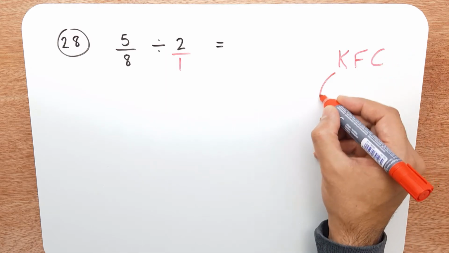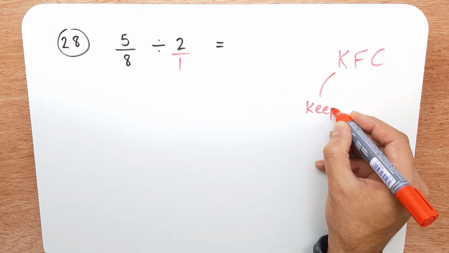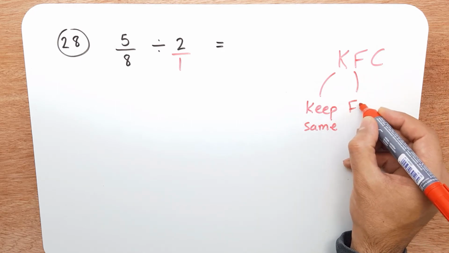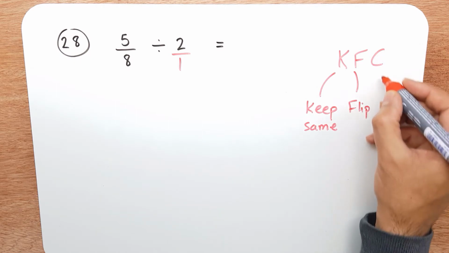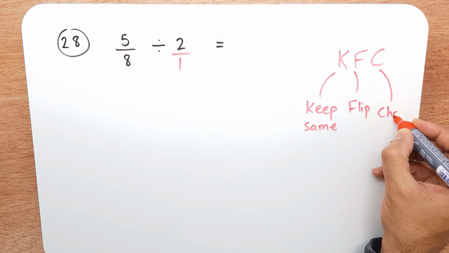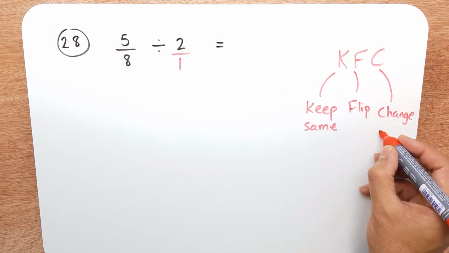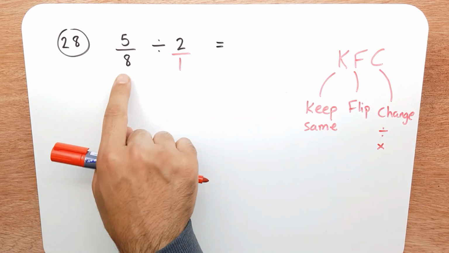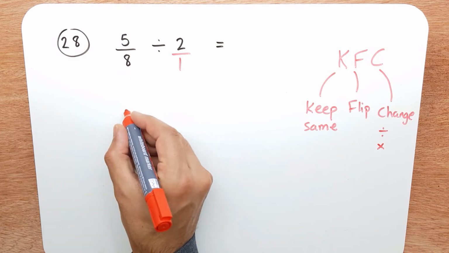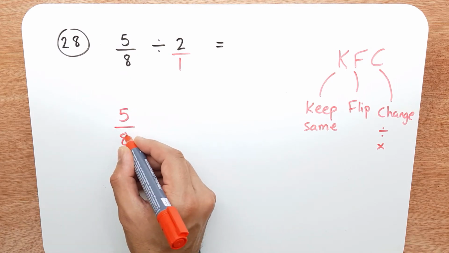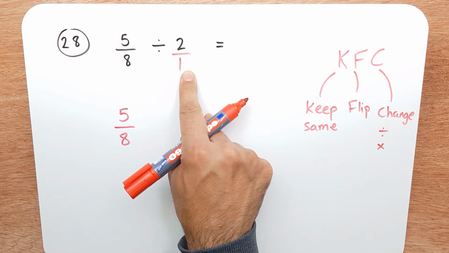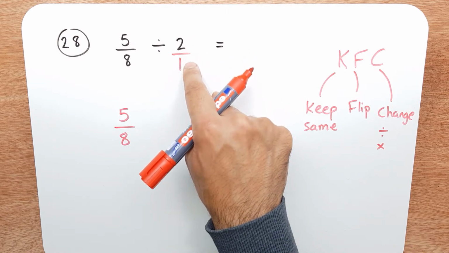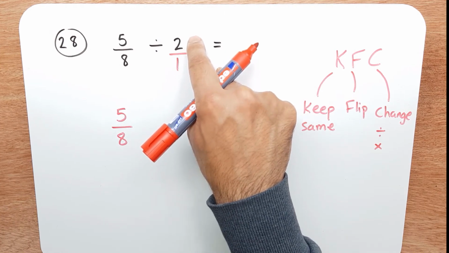KFC, where you keep the first fraction the same, you flip the second fraction and you change the divide into a times, and we'll do that here. Step 1, keep the first fraction the same, 5/8. Step 2, flip the 2/1, the second part. So the 2 goes to the bottom and the 1 goes to the top.